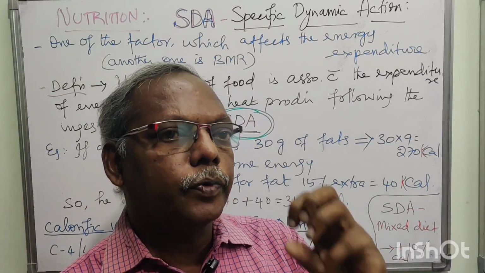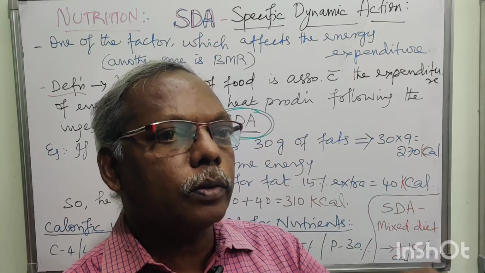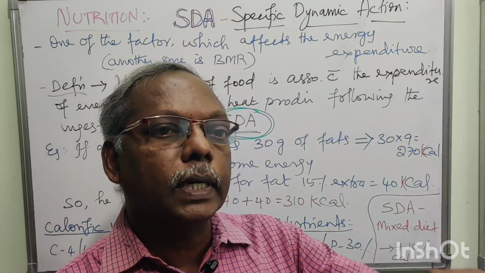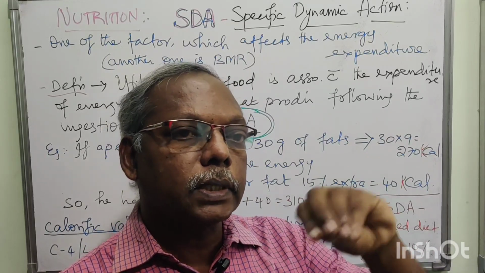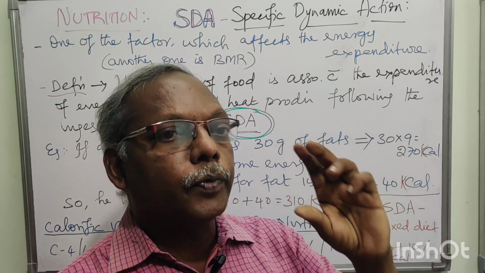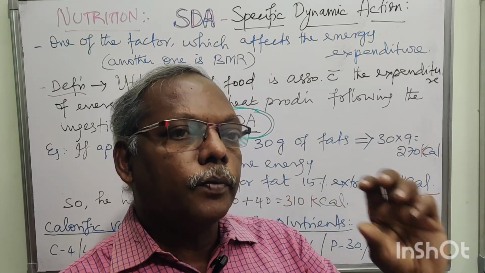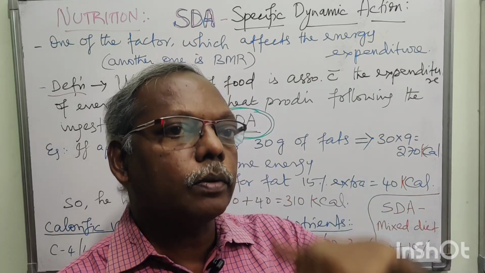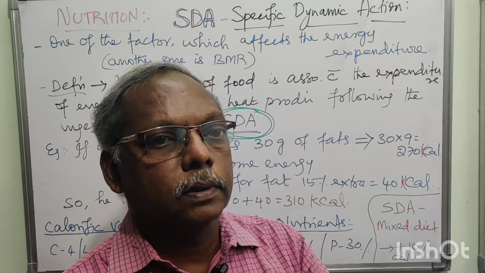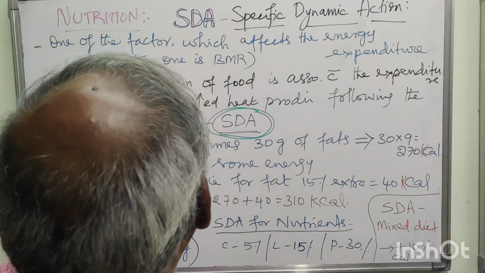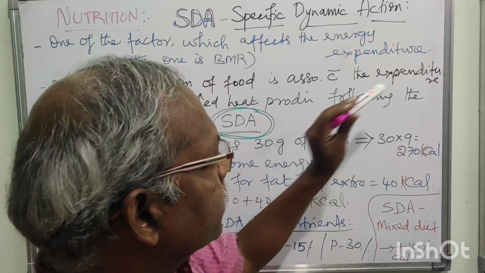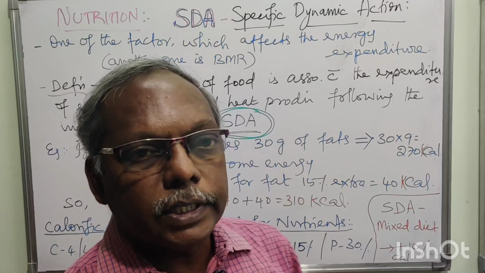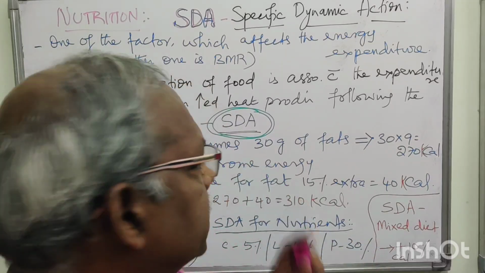That means if you are taking 10 grams of food, you have to give some extra or additional energy for the digestion, absorption, transportation and storage of this food. Understand? For this 10 grams of food, you have to give extra energy. That is known as SDA. So utilization of food is always associated with expenditure of energy with increased heat production following the ingestion of food, which is specific dynamic action.